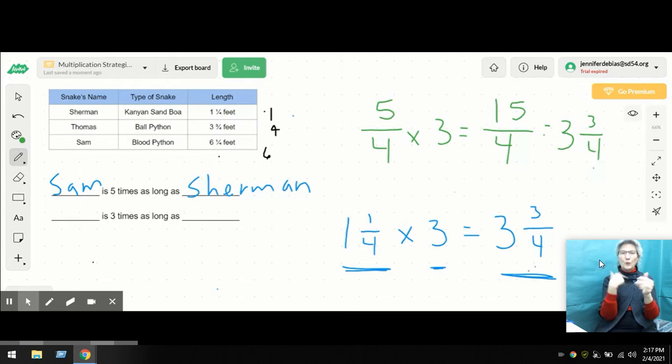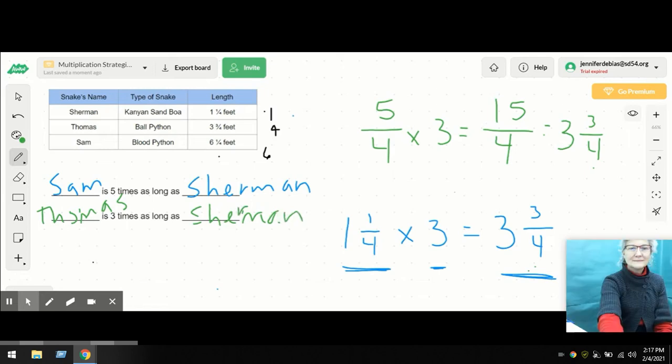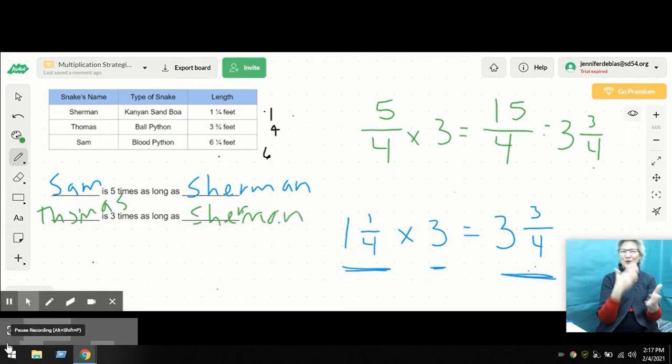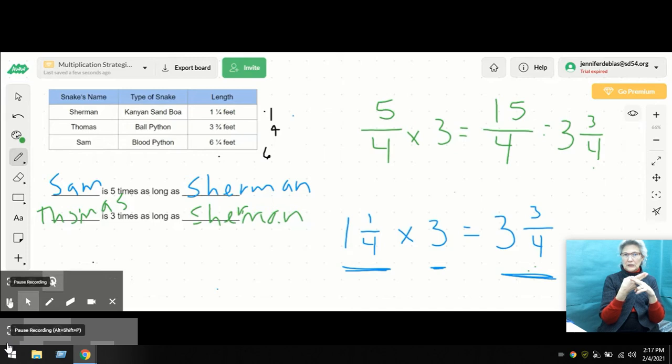So we know that Thomas is 3 times as long as Sherman. I think I spelled Sherman wrong. Forgot an R. Sorry, Sherman. All right, great work. So you're going to have an opportunity to try a problem like this where you're going to be writing true or false when you're solving some of those using a table of information as well. All right, enjoy.